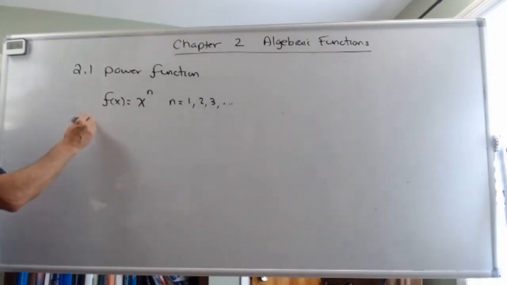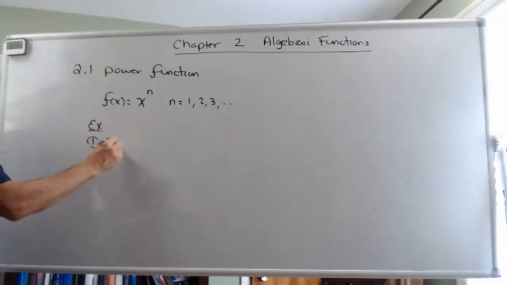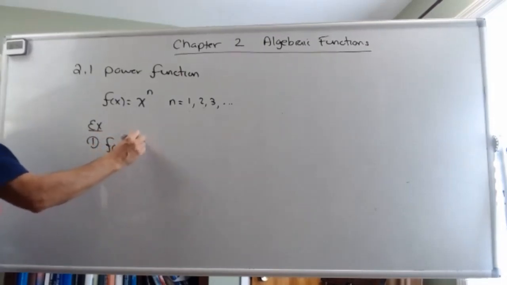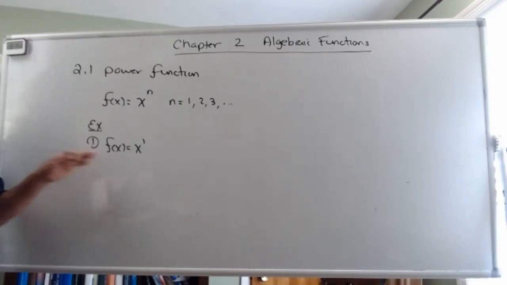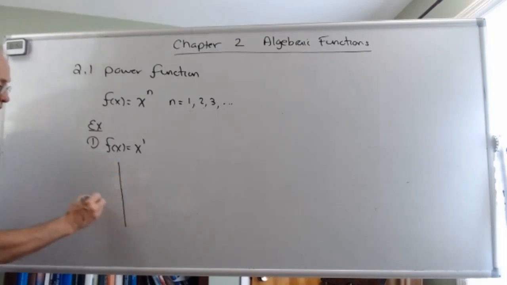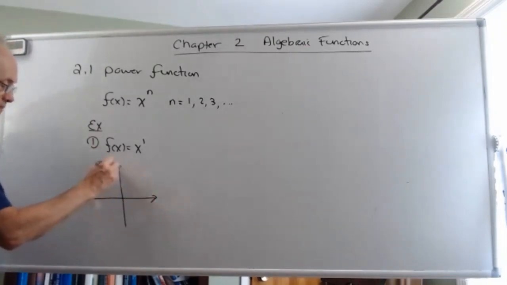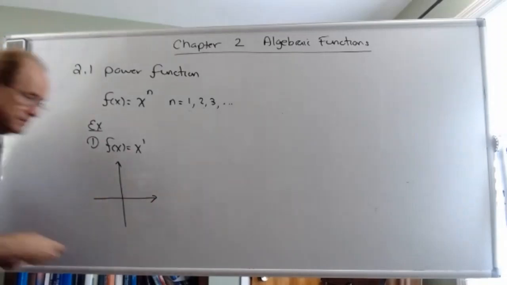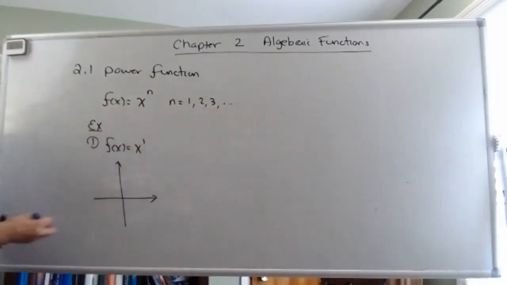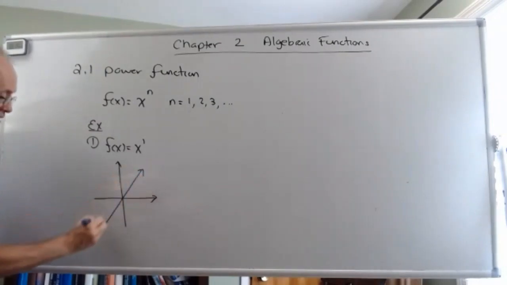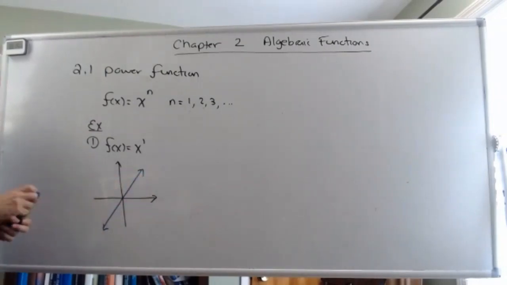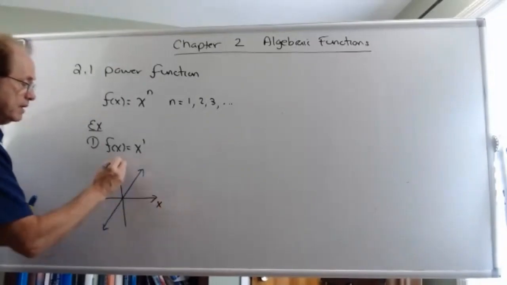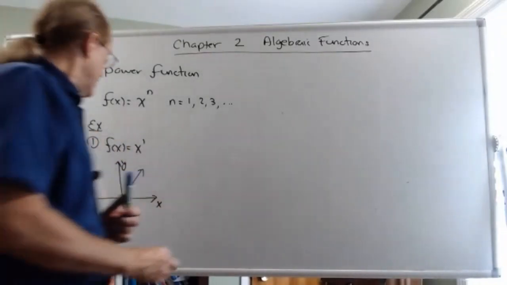So here's some examples. We'll start very simply. Here's the first example. n is equal to 1. x to the first power. What does the graph of that function look like? That's just the graph of y is equal to x. Remember, f of x is just another way of saying y. So here's the graph of that function. That's my graph of that first power function we have when n is equal to 1.